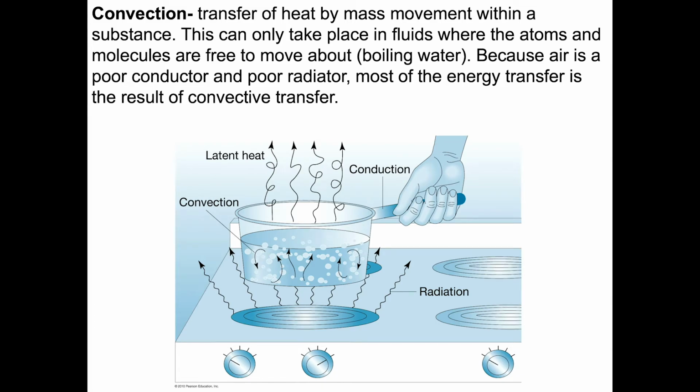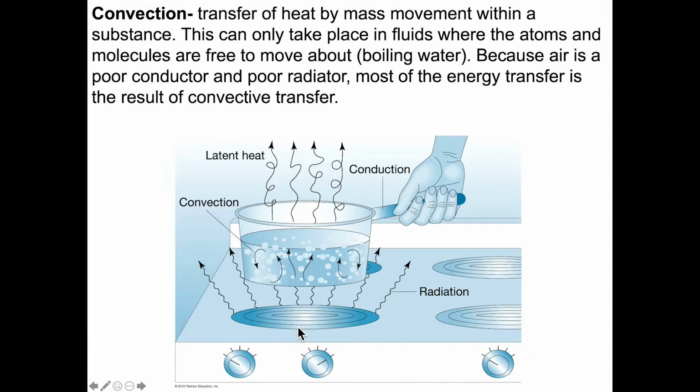This brings us to the topic of convection. Convection is a transfer of heat by mass movement within a substance. This can only take place in fluids where atoms and molecules are free to move about, such as in the case of boiling water presented here.